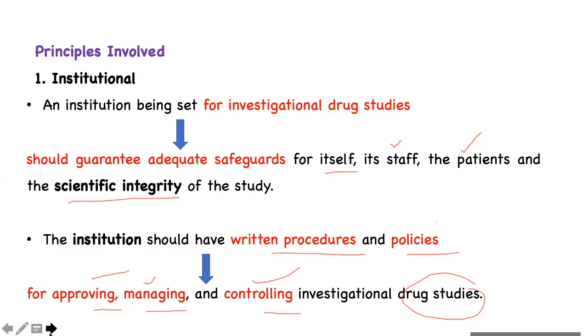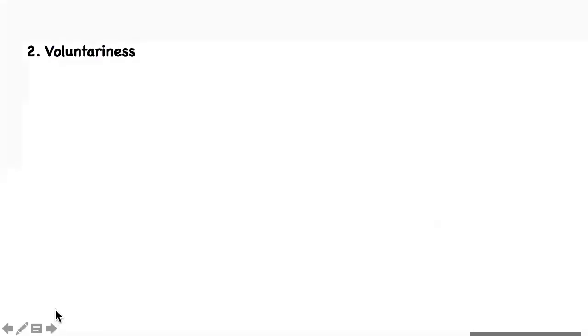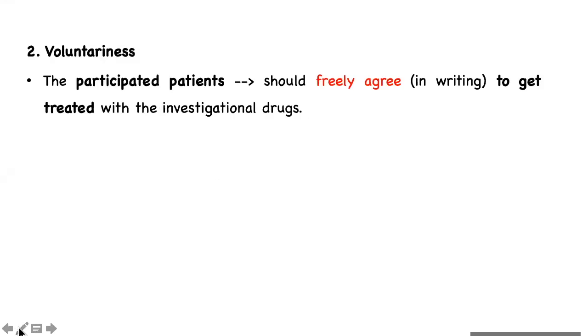Let's see the second principle, which is called the principle of voluntariness. Obviously, when you are giving any investigational drug product, you cannot give it to a patient without his willingness. Every patient feels that he should get a safe drug, one which is already established as a good drug in the market.